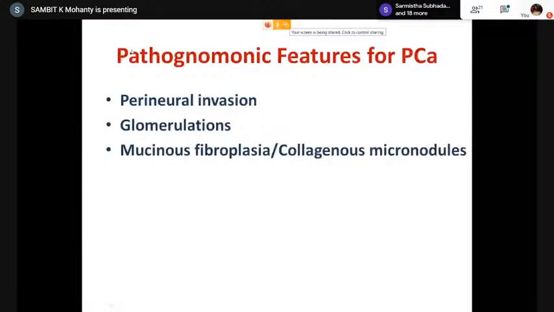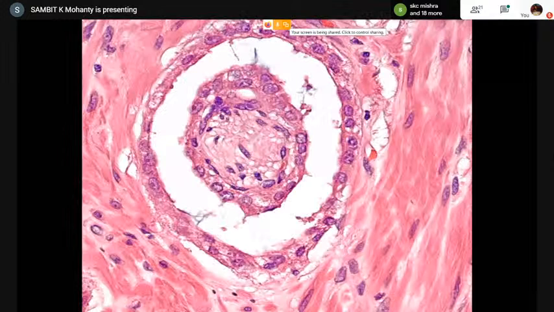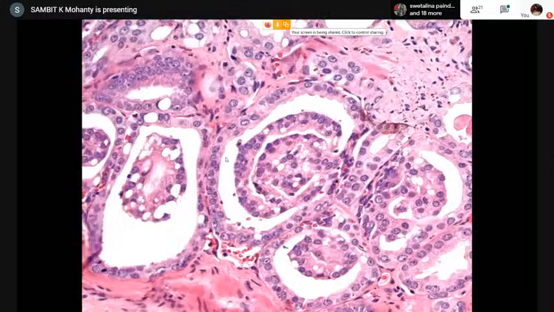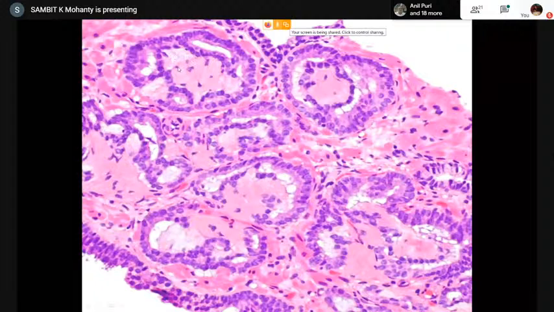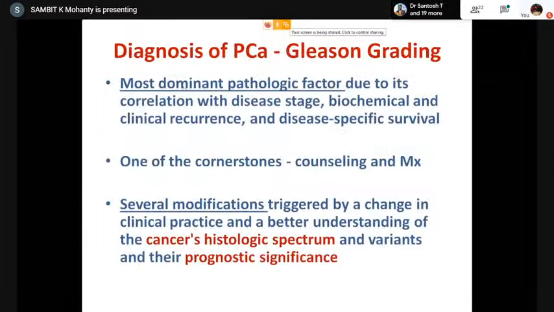So pathognomonic features are perineural invasion. They try to engulf the entire nerve, I would say circumferential perineural invasion. That is important. And glomerulations, mucinous fibroplasia, or collagenous micronodules. They're wrapping up the nerve completely. They're eating it up. Glomerulations, what we saw before. And this eosinophilic collagenous nodule inside this cribriform structure. It's all covered, I don't know how.